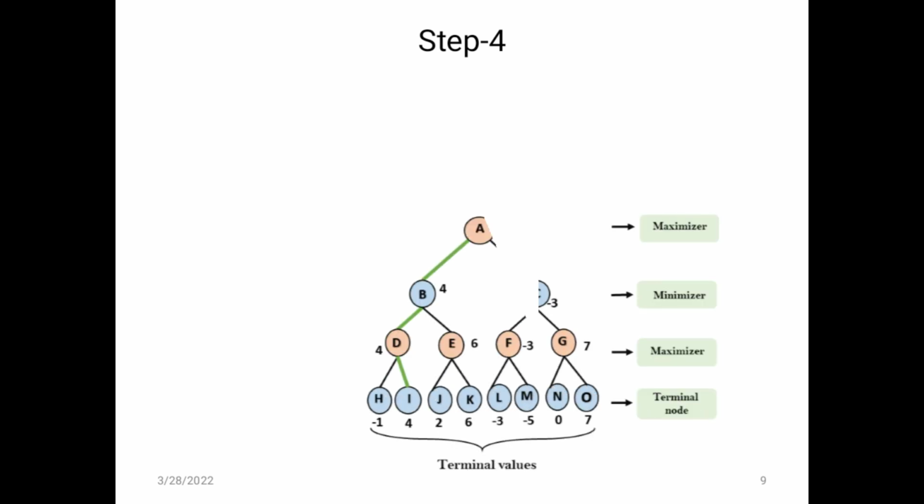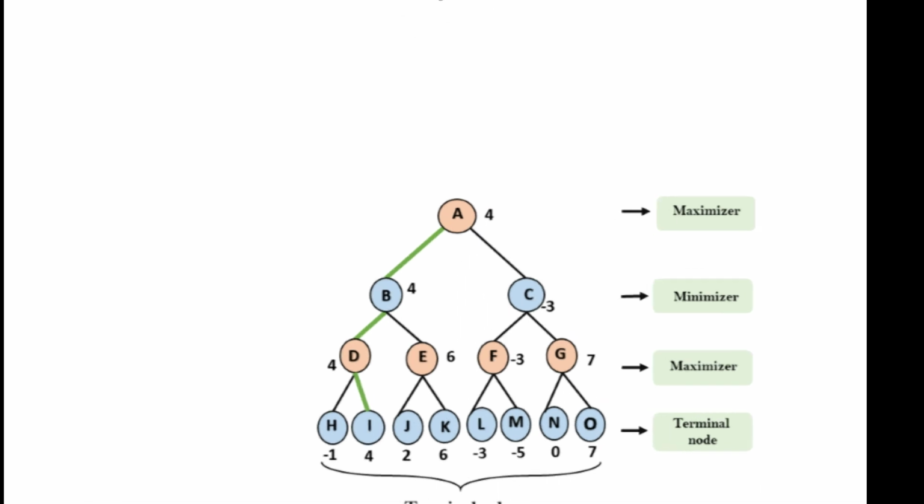Similarly, the evaluation value of node A is estimated based on the evaluation values of nodes B and C. It is the max level, so we select the max of nodes B and C. It is nothing but 4.